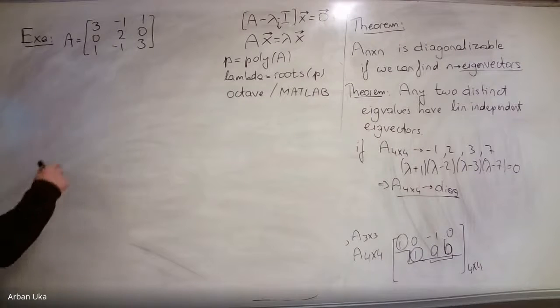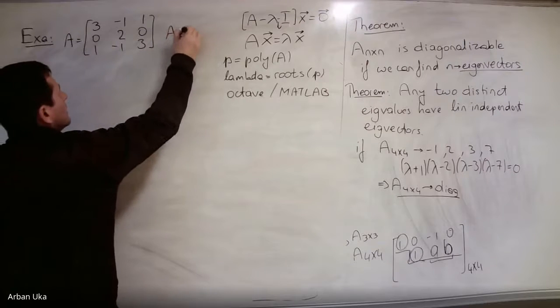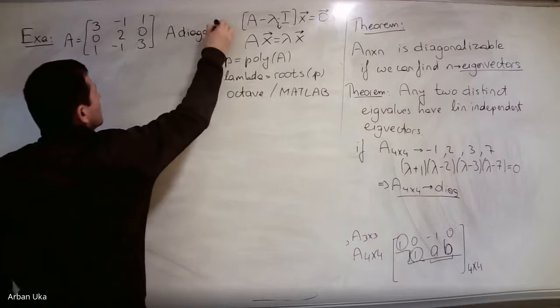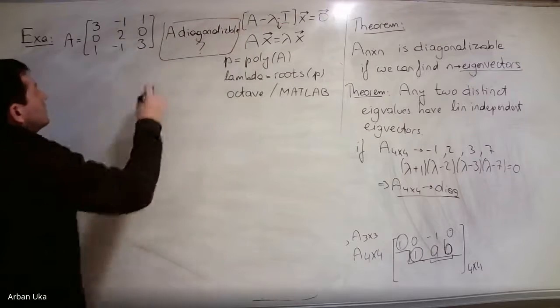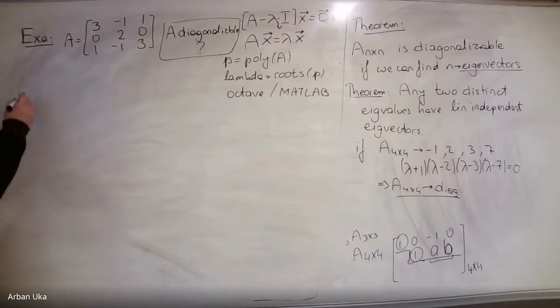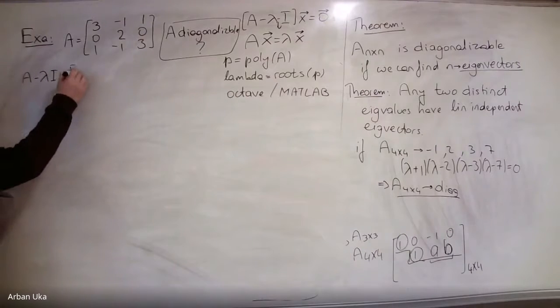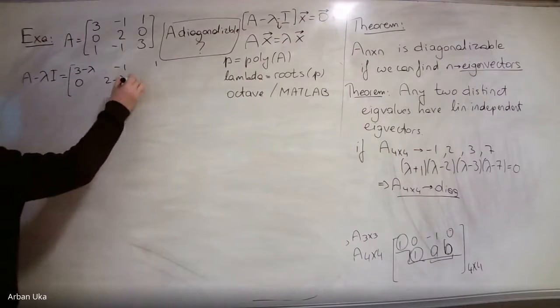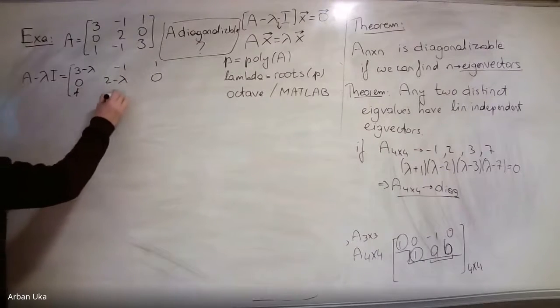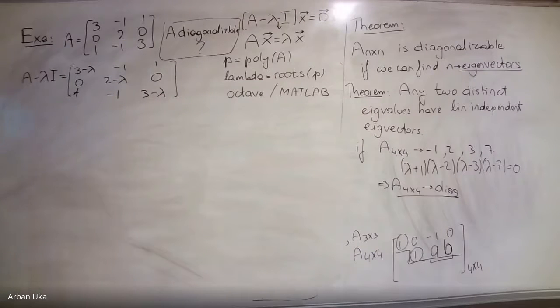But now, let's assume that this is the matrix A, and the question is, is A diagonalizable? This is the big question. So what we do is that we immediately write down A minus lambda I, which is going to be equal to 3 minus lambda, minus 1, 1, 0, 2 minus lambda, 0, 1, minus 1, 3 minus lambda. Okay?